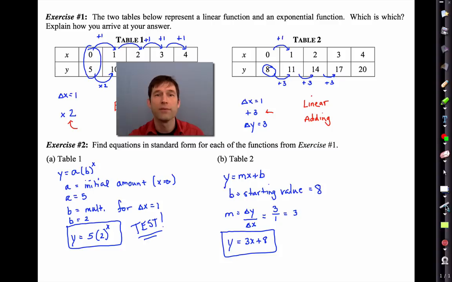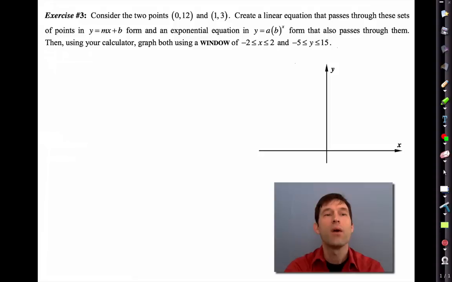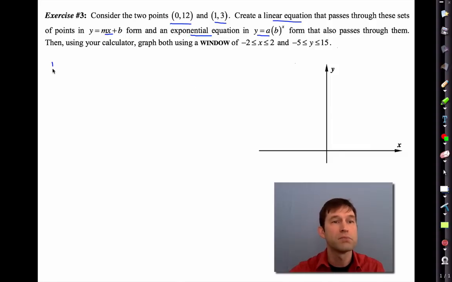Okay, here we go. Let's move on to the next exercise. Okay, in exercise number 3, we're given 2 points, (0, 12) and (1, 3). And what we're asked to do is to create a linear equation that passes through those points in standard form, and an exponential equation that passes through those 2 points in standard form. So let's do it.